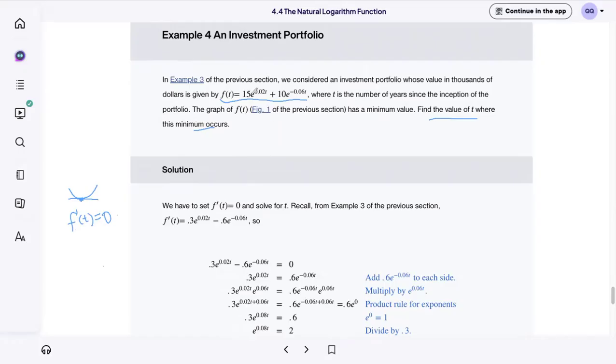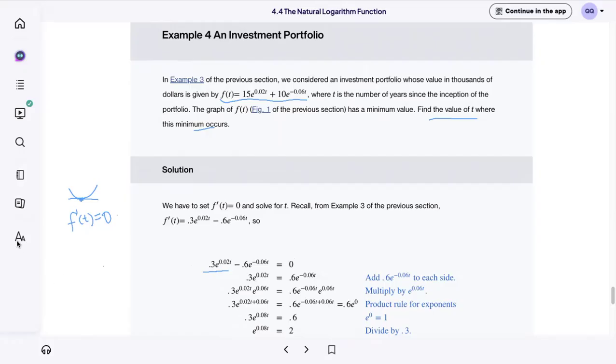When we take a derivative, we have 15 times 0.02. That's 0.3. Then we multiply by e. Remember, the e term always survives in the derivative. e raised by 0.02t, then minus 0.06 times 10, this is 0.6, then the e term, e raised by negative 0.06t. So we need to set this to 0. Once we set this to 0, we can solve.